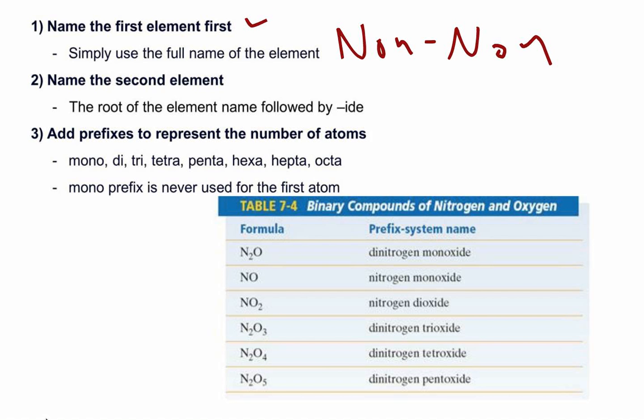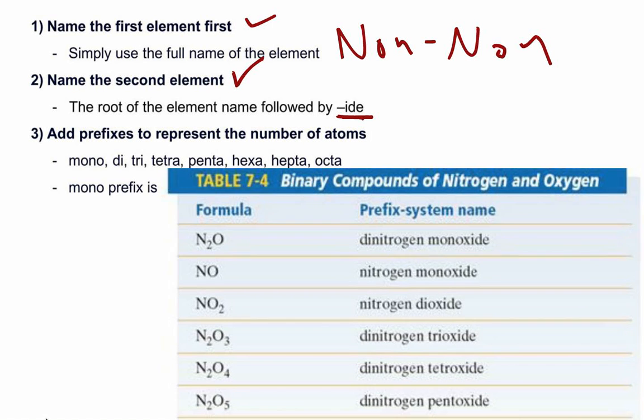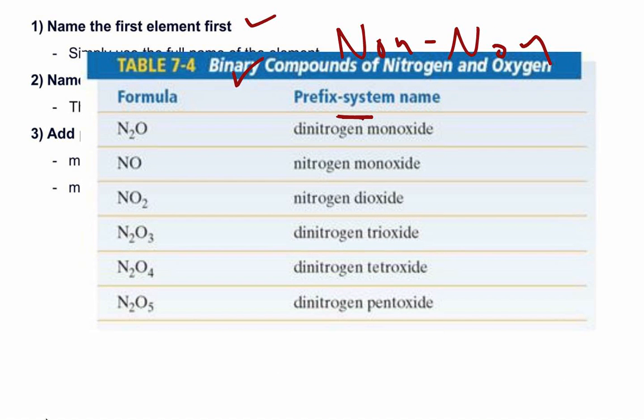So the first element is named first, the second element is named second. We do still end these in IDE, notice. And then we add prefixes to say how many there are, because again, they don't have charges or predicted charges that we can get from the periodic table, so we have to say what there is. So down on the bottom here we have some examples. We'll just move it up to the top.